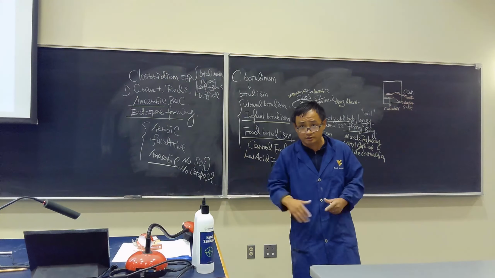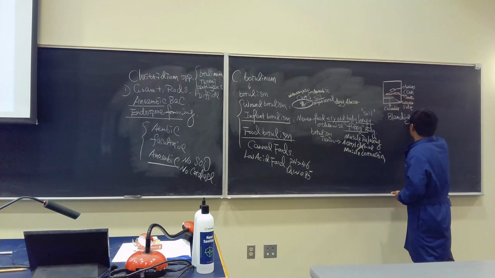Okay, so what do we do? Why will it cause a problem? Well, sometimes you have beans. In the old times, lots of people would do blanching. That means you boil for 2 hours. Is this going to kill bacteria? Yes. They can kill vegetative cells.